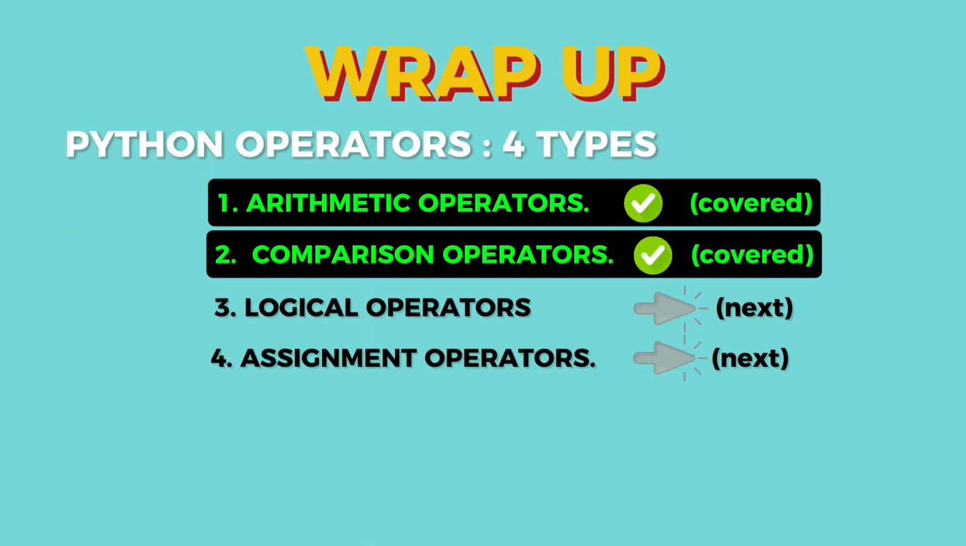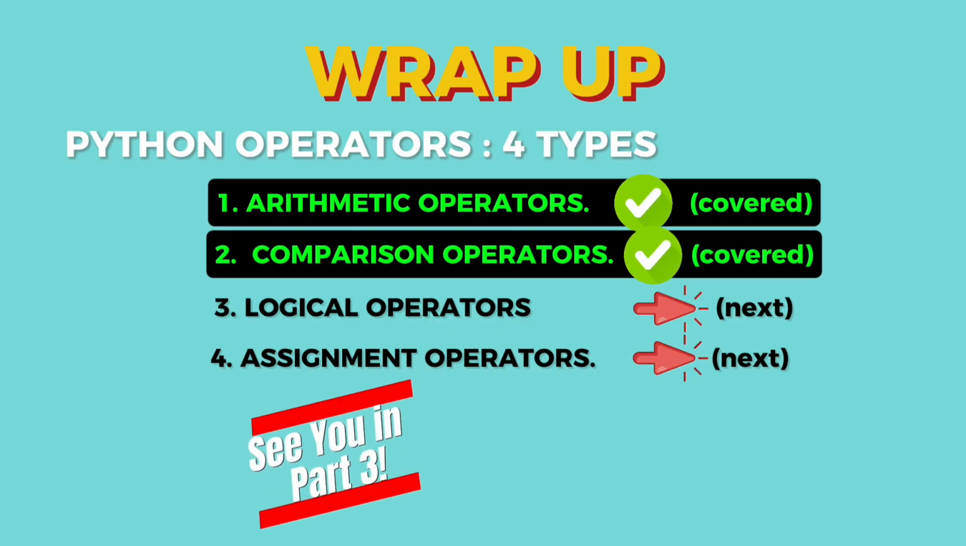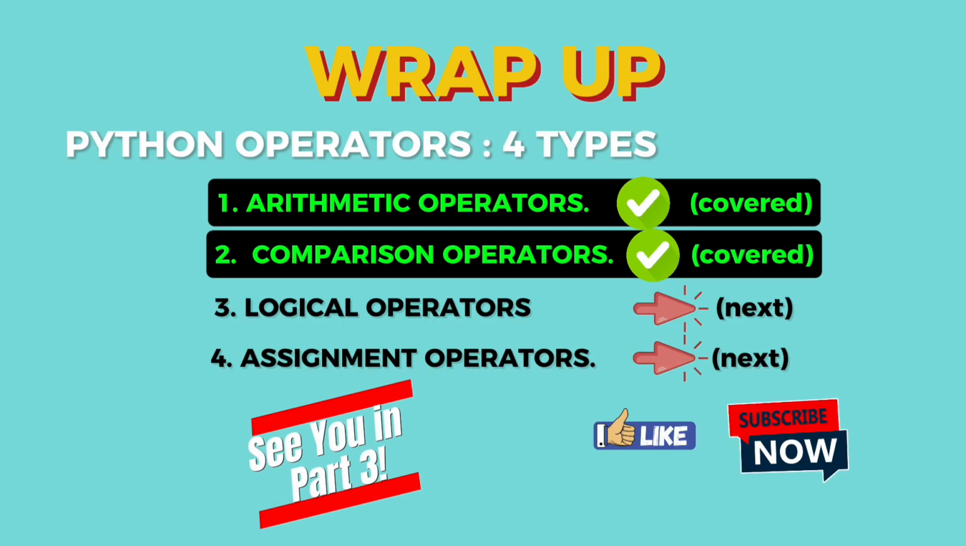In summary, Python has four main types of operators: arithmetic, comparison, logical, and assignment operators. We explored arithmetic operators in part 1 and comparison operators in part 2. In the upcoming lessons, we'll dive deeper into logical and assignment operators.